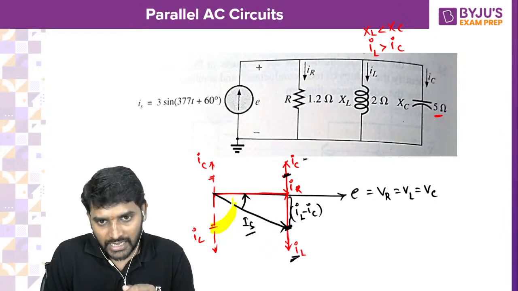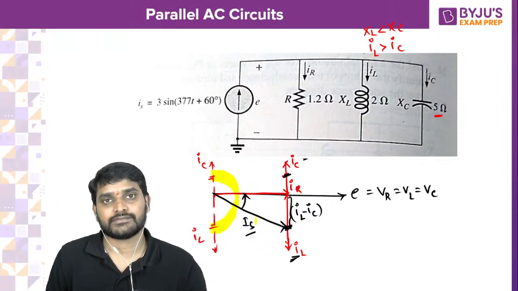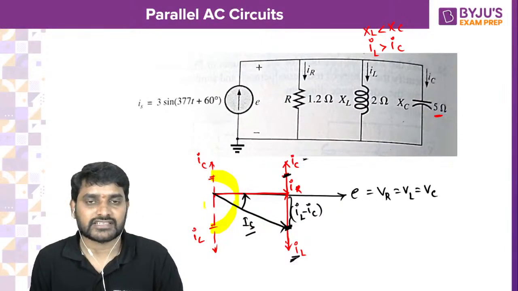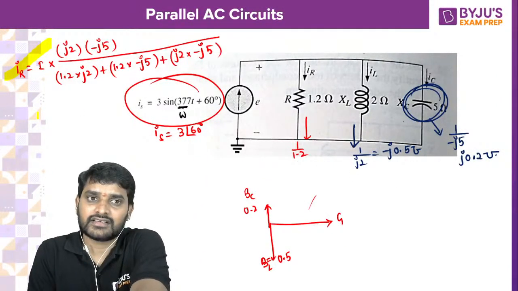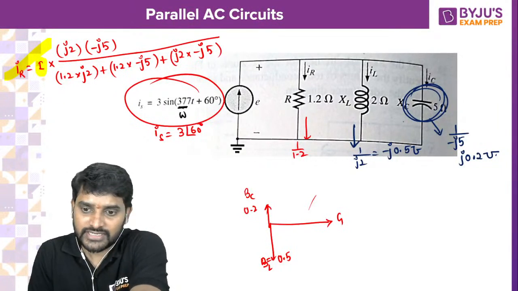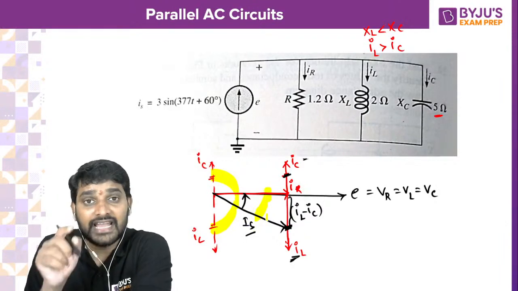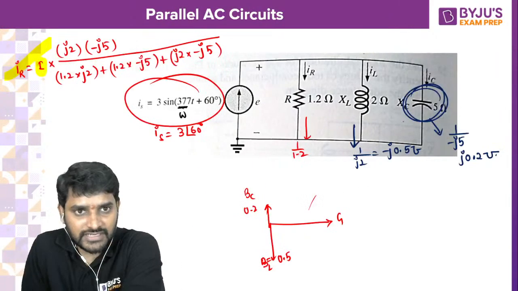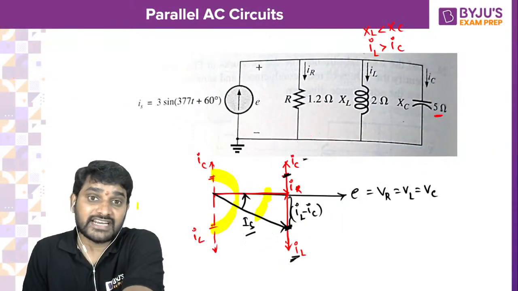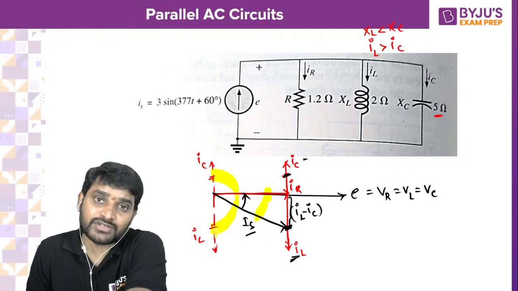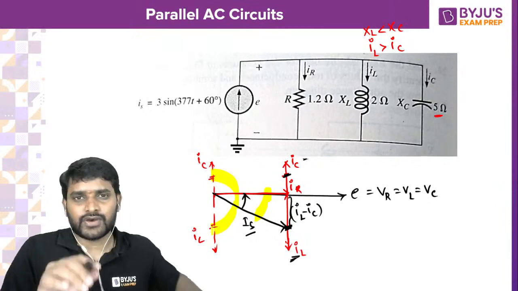See, IC with respect to source current, IC is leading by some angle. So when you solve it, you will get the answers. Now, this is IR. From the source current, if you move to IR, IR is leading with respect to source current, so definitely you will get a positive angle theta. But the inductor current is lagging with respect to source current, so you will get a negative angle. Okay. So these are the points you need to observe.